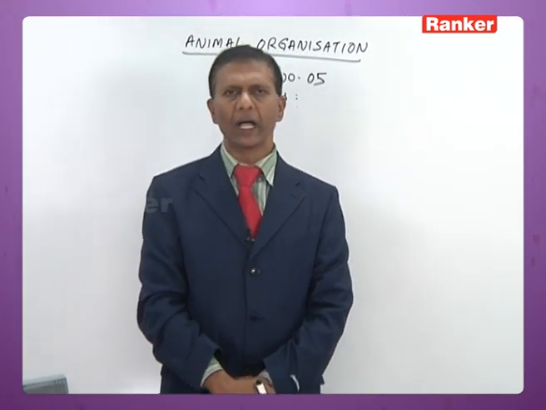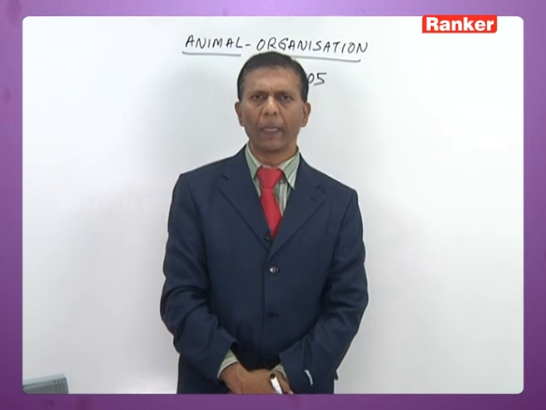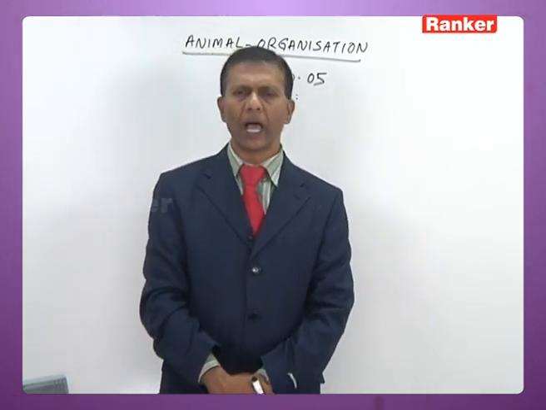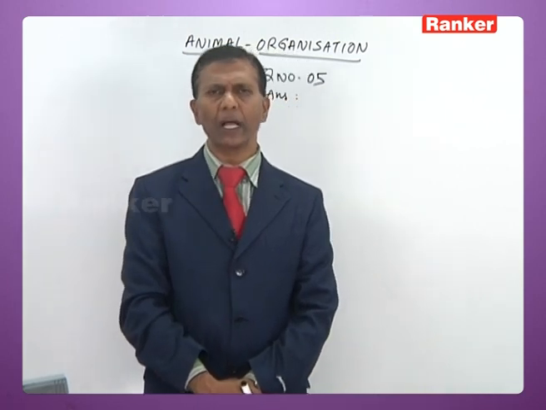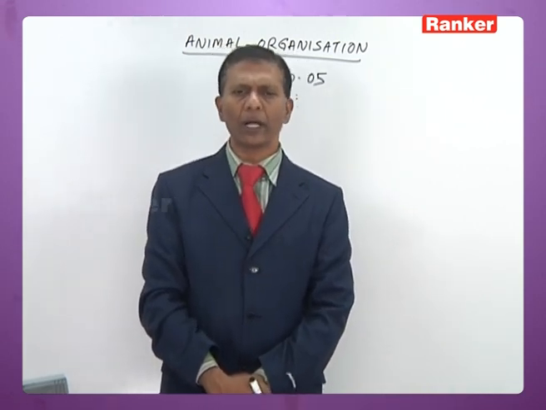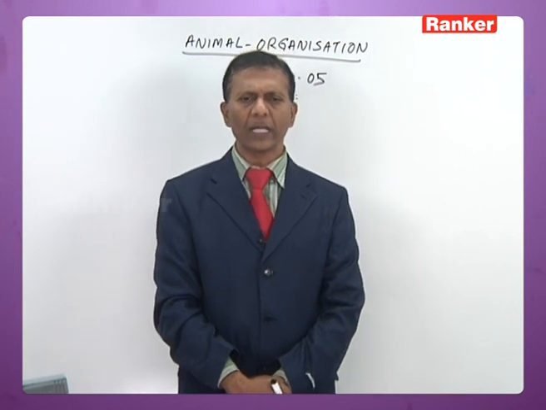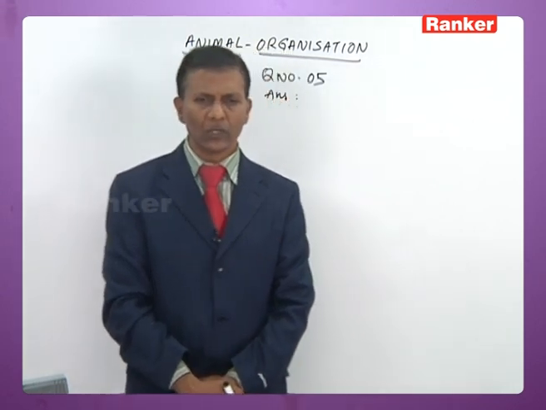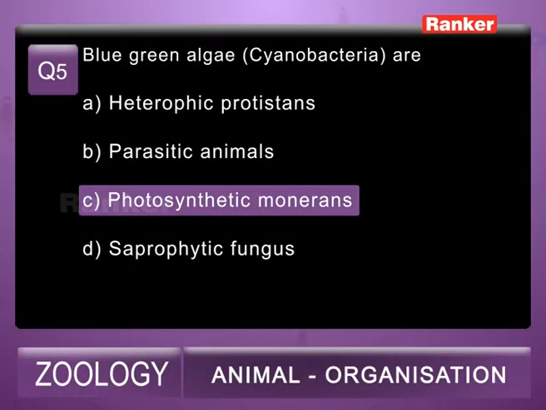Once again the bacteria: you have Eubacteria, then blue-green algae, that is cyanobacteria, then Archaebacteria. There are three types of bacteria. All of them are placed under Monera. So in question number 5, he says blue-green algae are, so they are obviously, due to presence of chlorophyll, photosynthetic moneran. So fifth question correct answer is C.